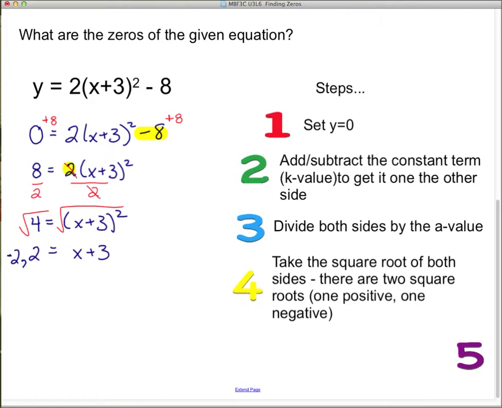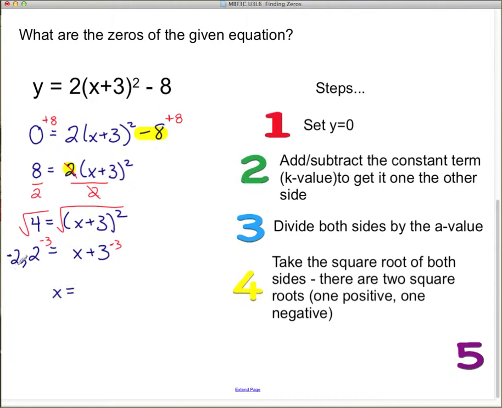And then our last step, we're going to have to do twice, one with each of the answers from the previous step. I have to get rid of this positive 3. And to get rid of the positive 3, I have to subtract 3. So I'm going to subtract 3 on both sides. However, this is going to split into two different things here. I've got two different x values.